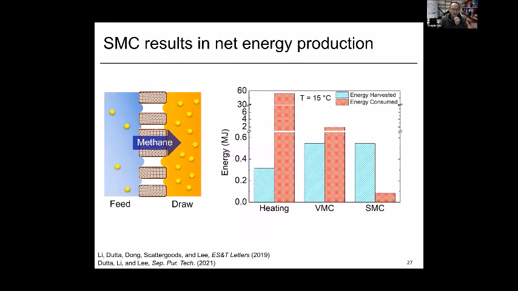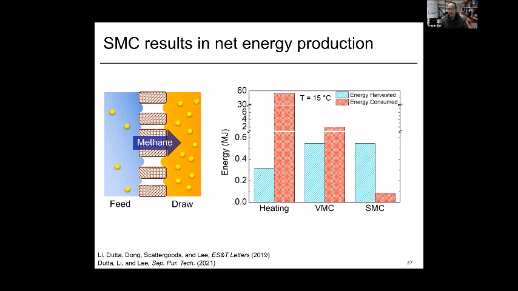And finally, we also looked into some energetics of this process to see whether it can produce net energy. In this graph, this is the energy that can potentially be produced by the recovered methane from 1 cubic meter of wastewater. And this blue bar is the energy harvest from such dissolved methane recovery, and the red bar is energy consumption.